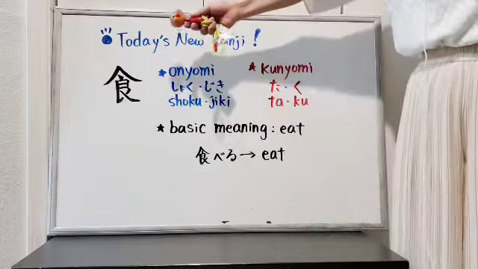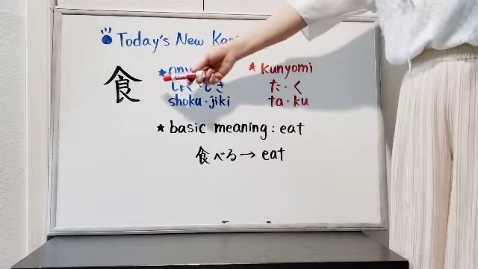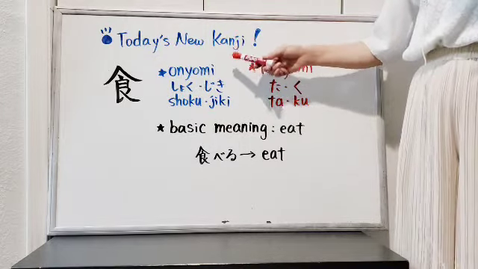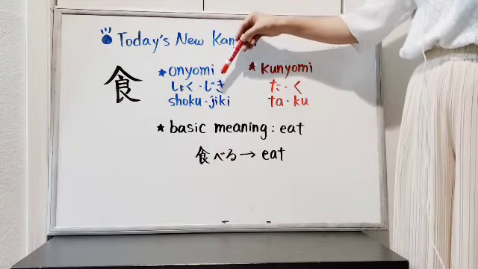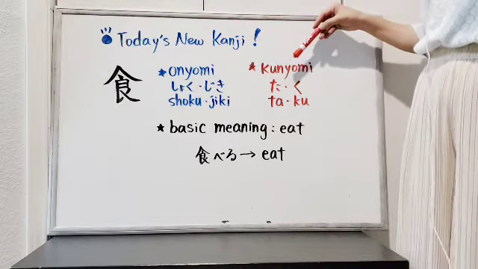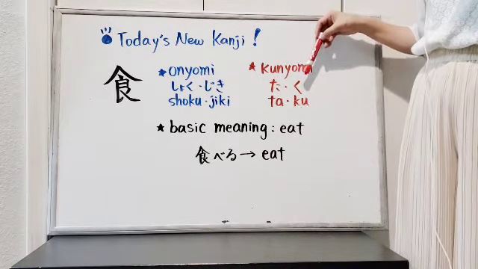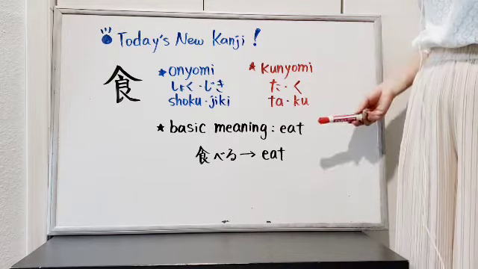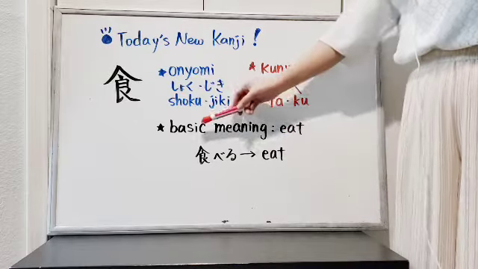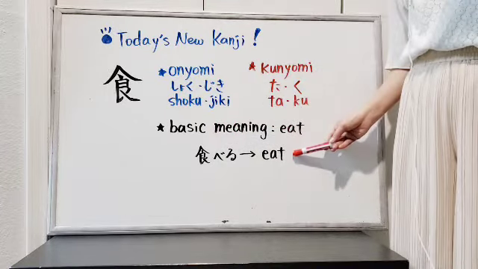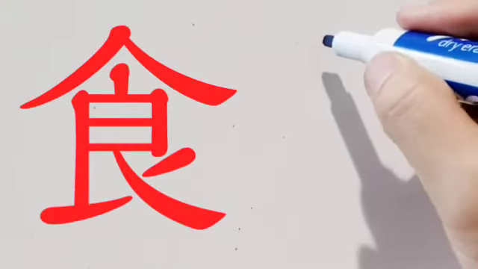Today's new kanji! Today we learned this kanji. For onyomi, this is pronounced as shoku and jiki. For kunyomi, you can pronounce it as ta or ku. The basic meaning of this kanji is eat. Please remember, 食べる means eat. The stroke order is like this.